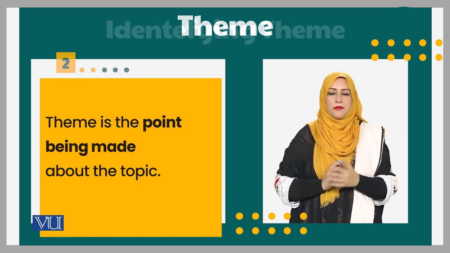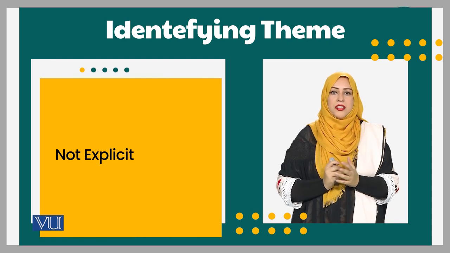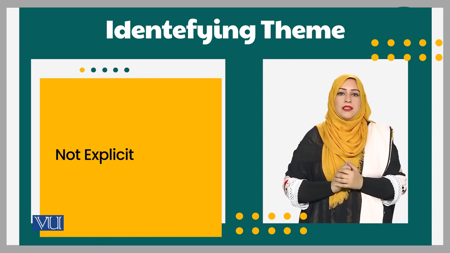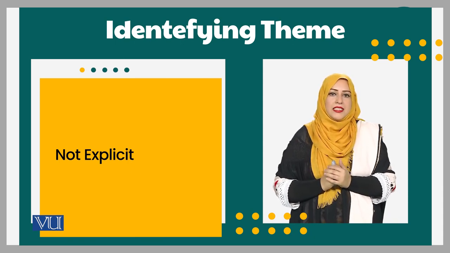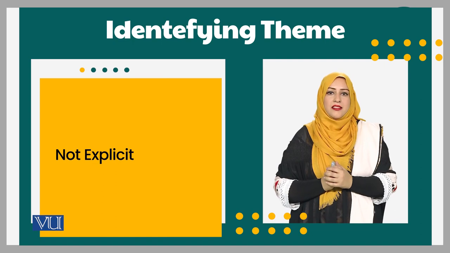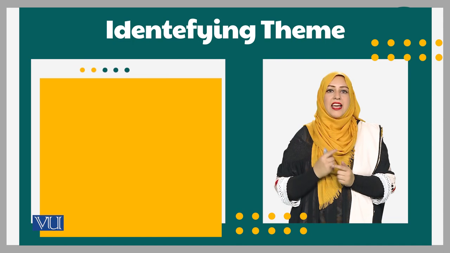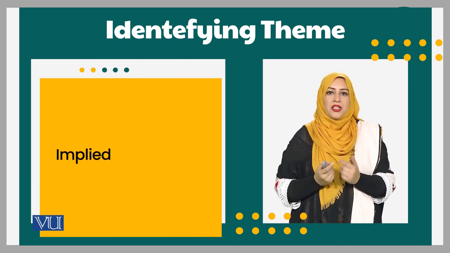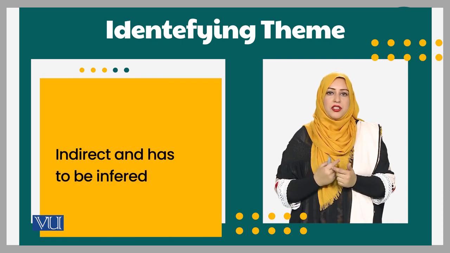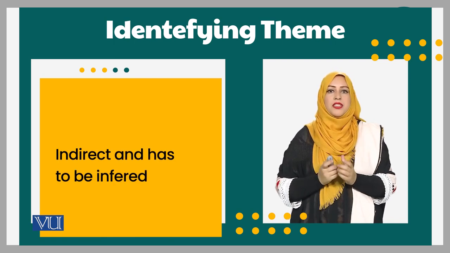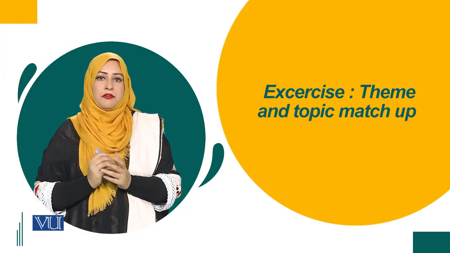It's an assertion. How we can identify a theme in any written piece is that first we need to know that theme is not explicit, which means it is not explicitly stated in writing. Rather, we need to infer it because it is stated indirectly and it is implied. So when we are reading a piece of fiction, we need to infer through the words what the theme would be.